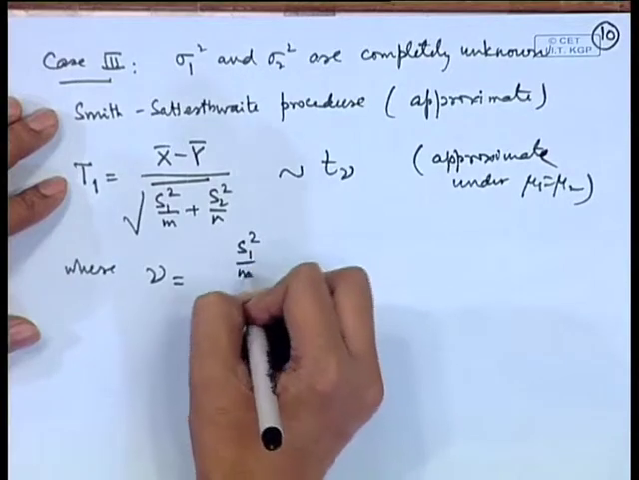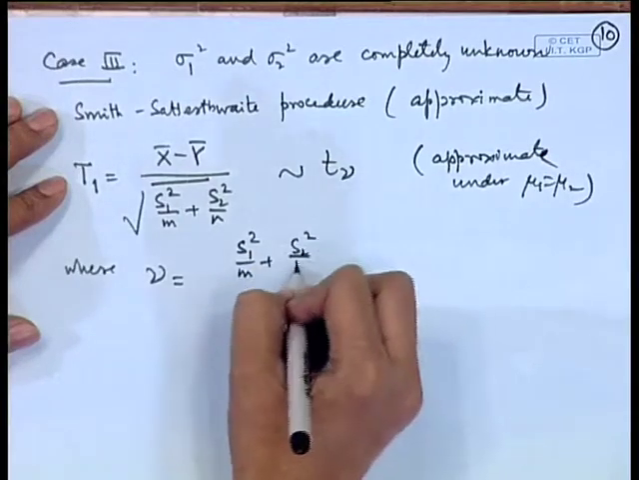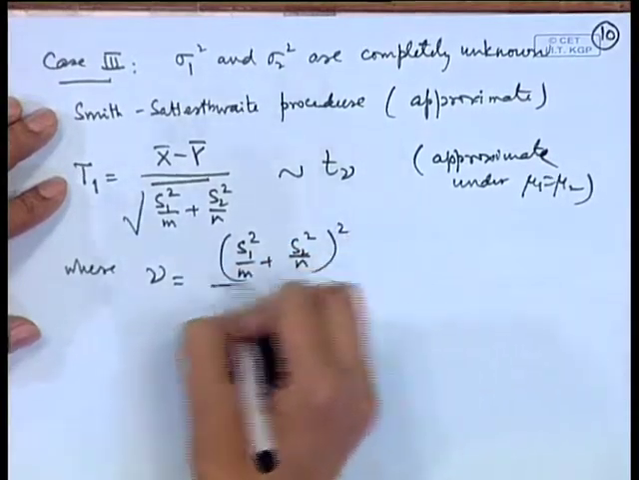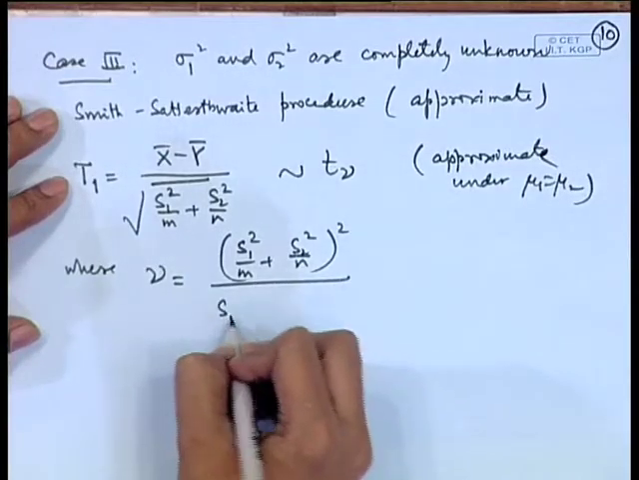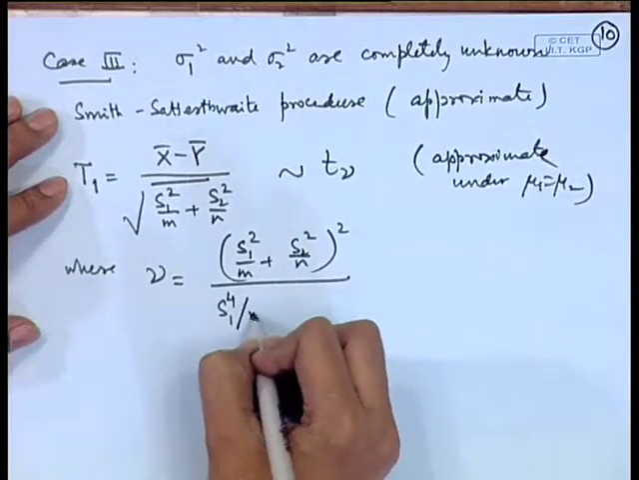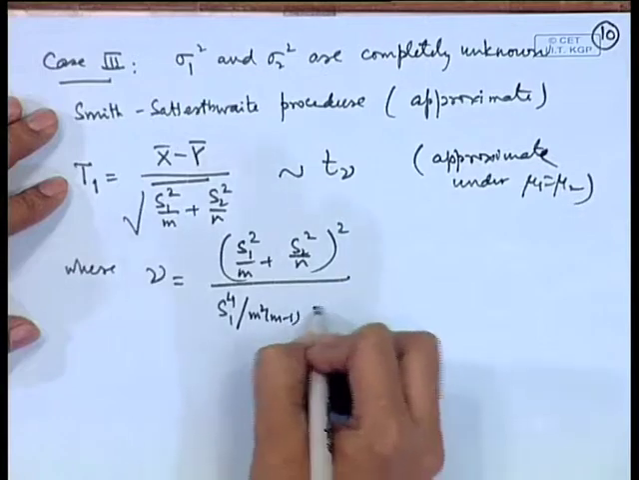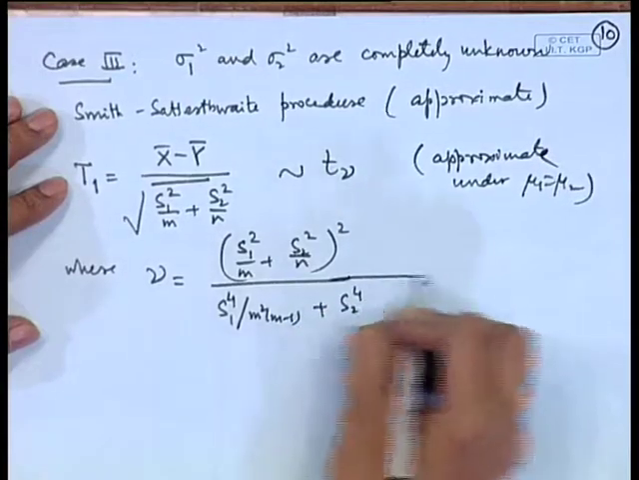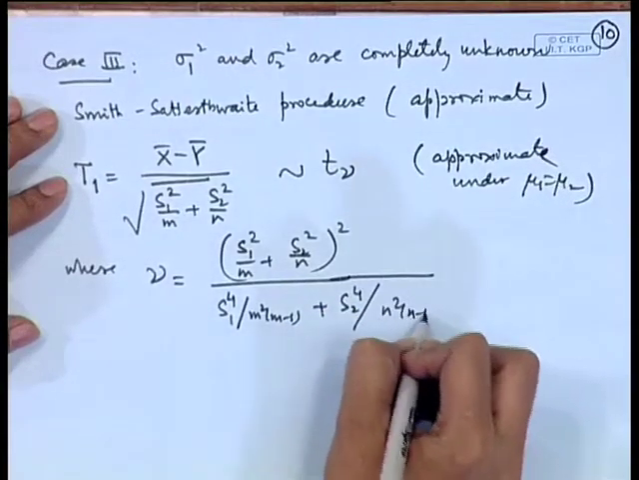(S1 square by m plus S2 square by n) whole square divided by [S1 to the power 4 by m square into (m minus 1) plus S2 to the power 4 by n square into (n minus 1)].